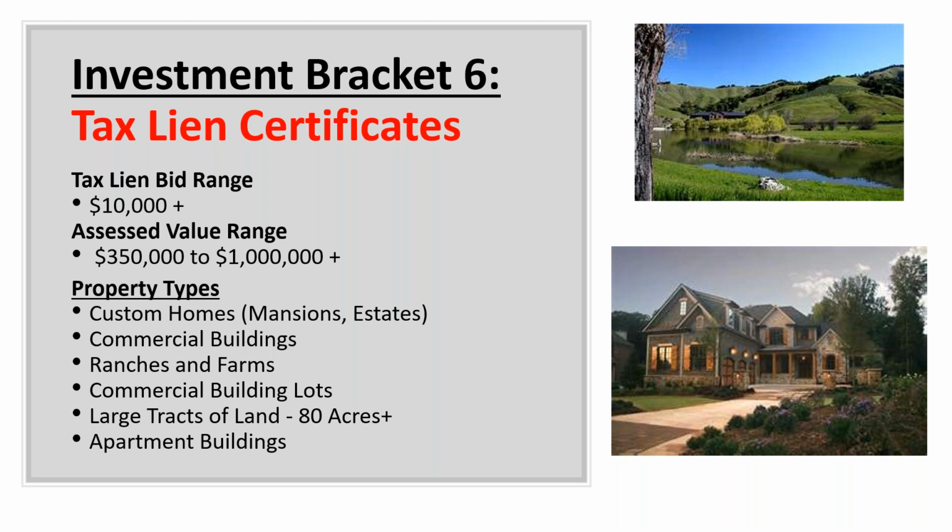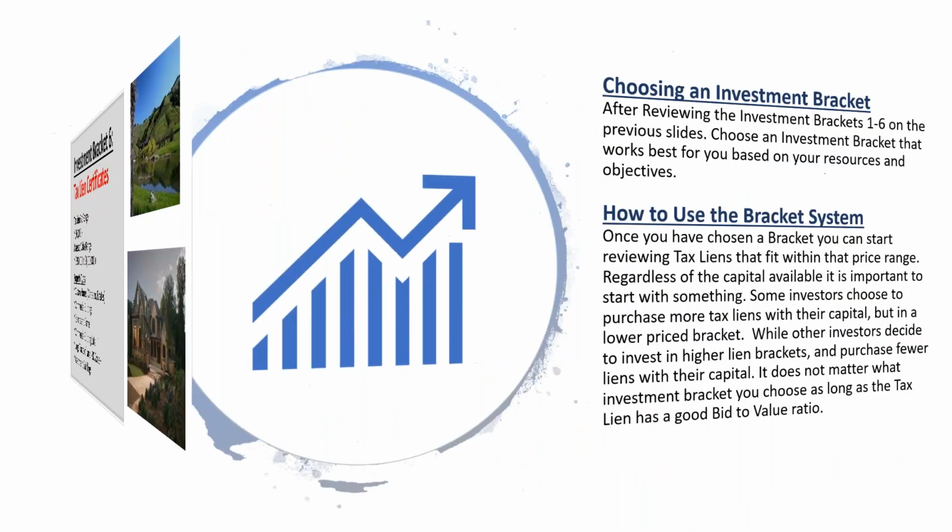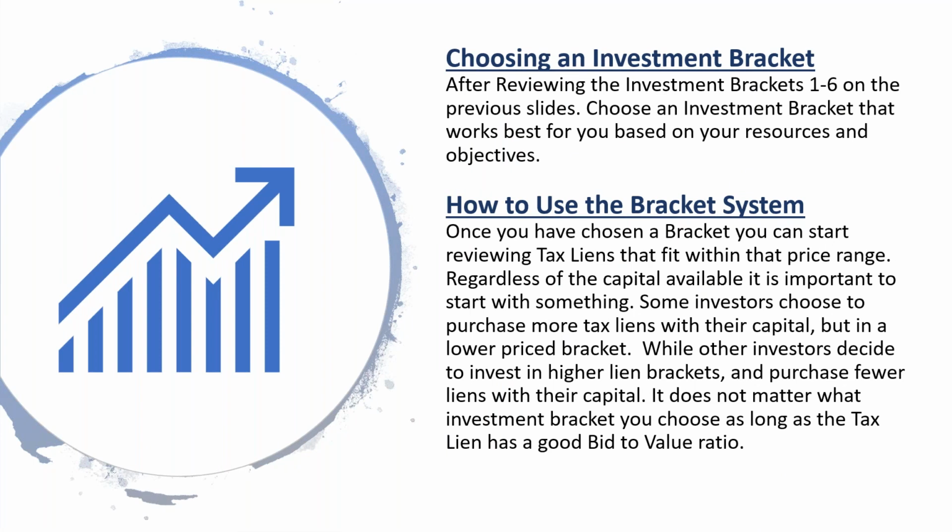Bracket 6 starts at $10,000, but really that's the bottom line, because it includes those $20,000, $30,000, $40,000, $50,000, $60,000 liens that could be on properties worth 3, 4, 5, 6, $7 million. So I think there's a ton of opportunity no matter what price range you get into. You're going to find a lot of great property available.